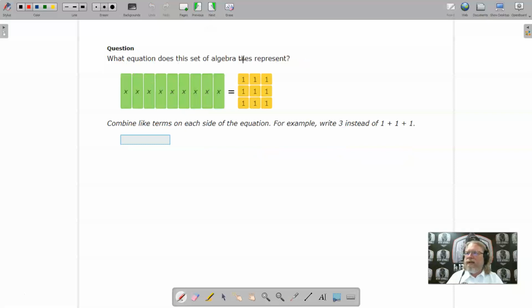What equation does this set of algebra tiles represent? So now we have to write the equation out. Combine like terms on each side of the equation. For example, write 3 instead of 1 plus 1 plus 1.